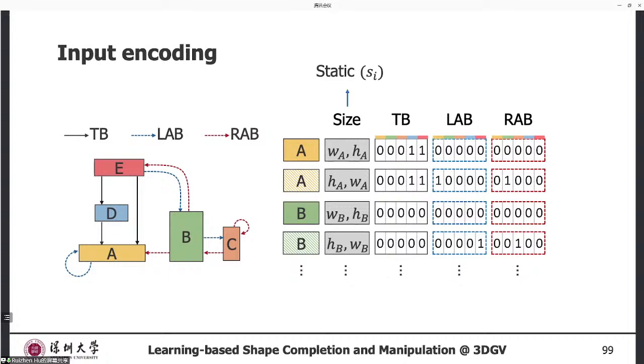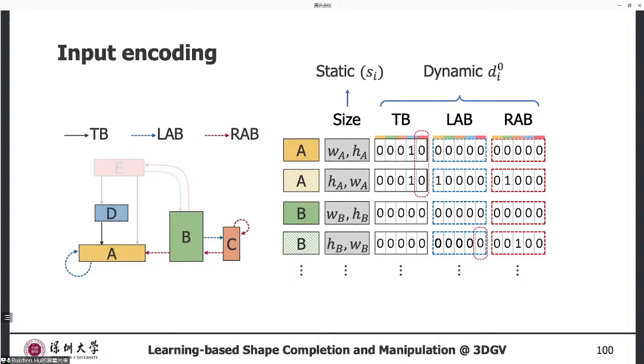Note that the geometry information of the shape is static during the whole process. But the precedence information is dynamic, which will be updated when an object is selected and removed. For example, when E is transported and packed, edges related will be removed and the corresponding code will be updated.